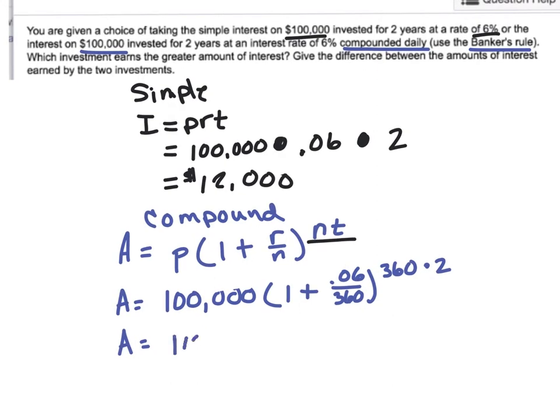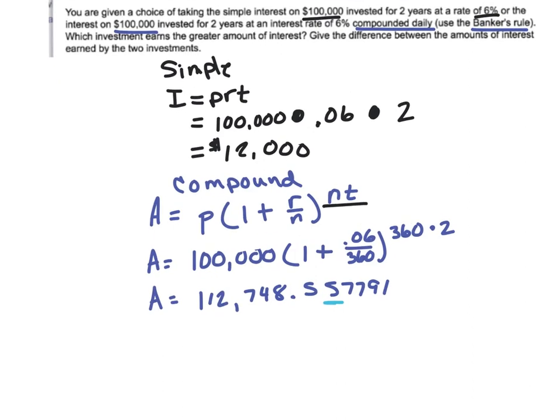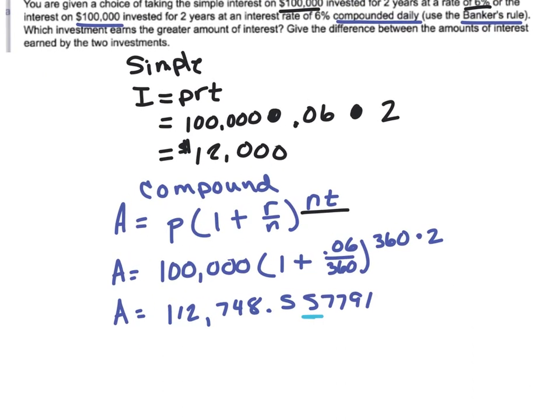So I get 112,748, and then I get a crazy decimal, 557791. I'm going to stop there because I don't need to go any further than that. Because we're dealing with money, of course, we're going to round to the second decimal place because money has 2 decimals. So that means the amount of money that I have at the end of the term, at the end of the 2 years, is $112,748.56, if I've rounded correctly.